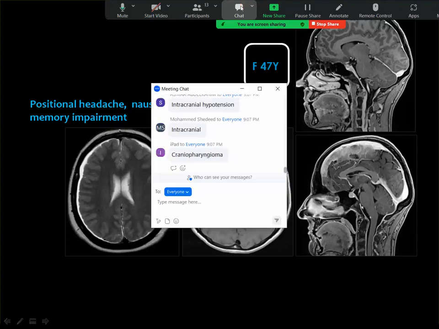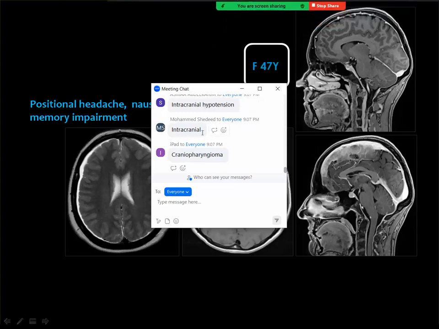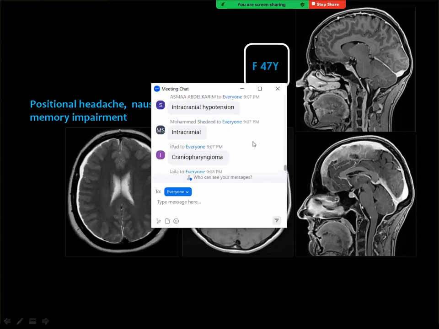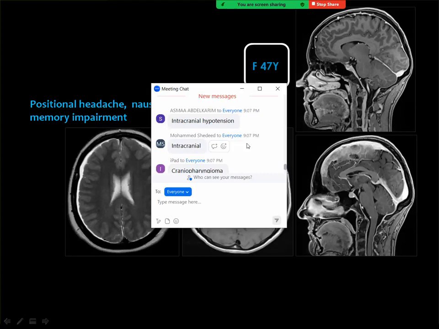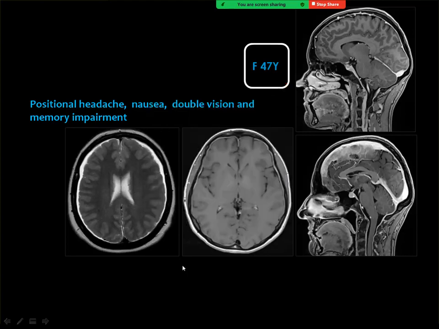Intracranial what? Craniopharyngioma? No. Hemangiopericytoma, no. And intracranial hypotension, this is the right answer.